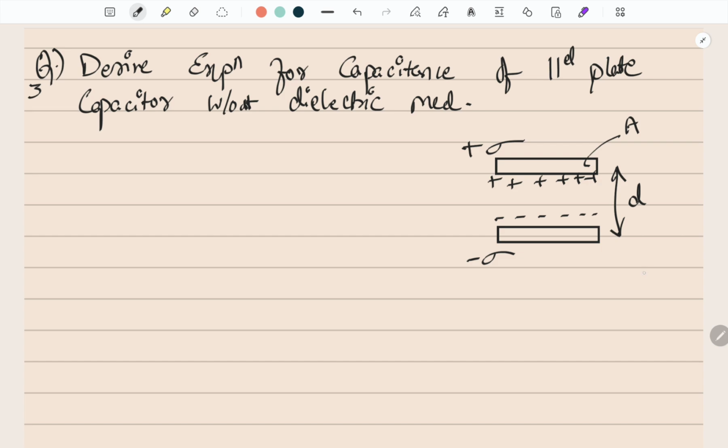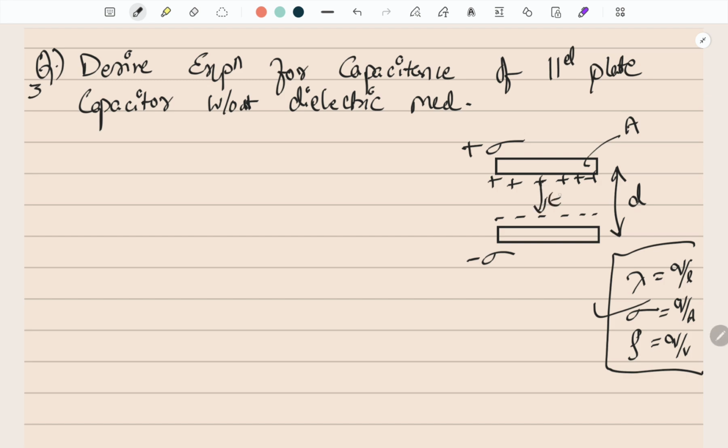I hope you already know: linear charge density is lambda, surface charge density is sigma, volumetric charge density is rho, and each one is given by q by L, q by A, and q by V. So this is the basic involved. We are using area of the plate, so surface charge density we are using. And positive to negative is the direction of electric field in this case. Okay, so with this basic, I give you the initial introduction.